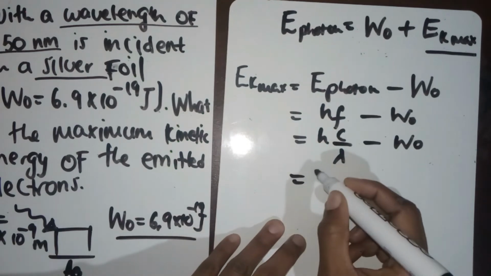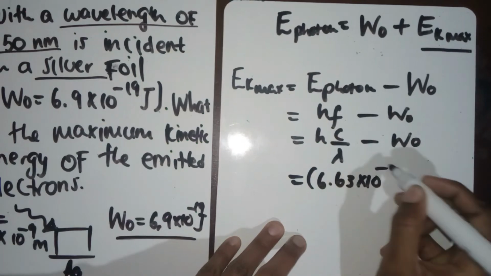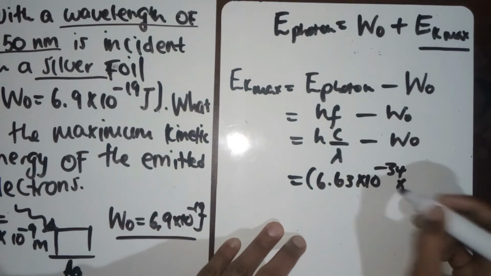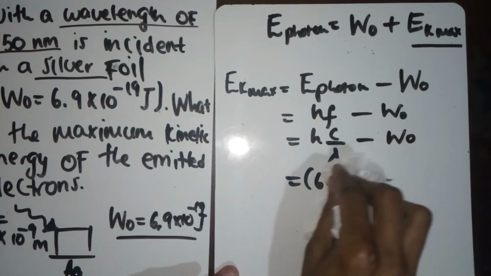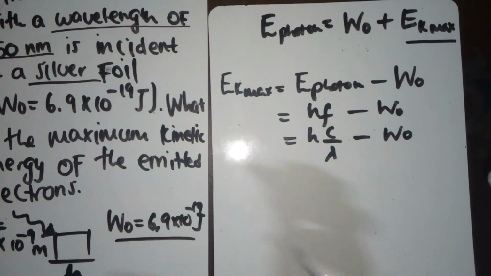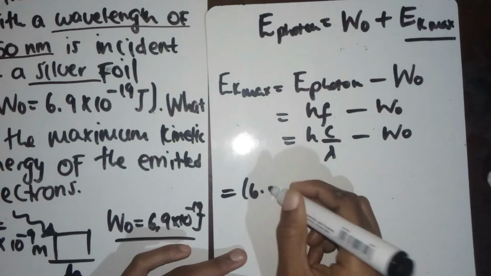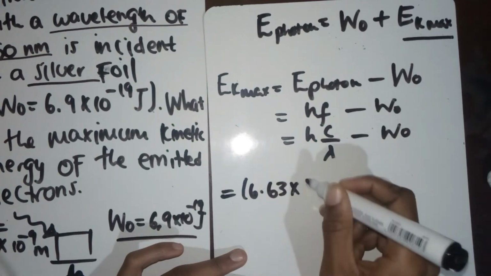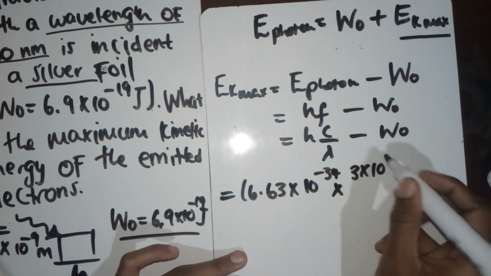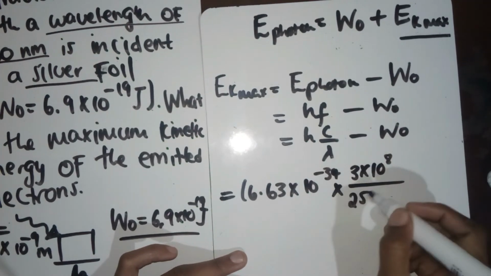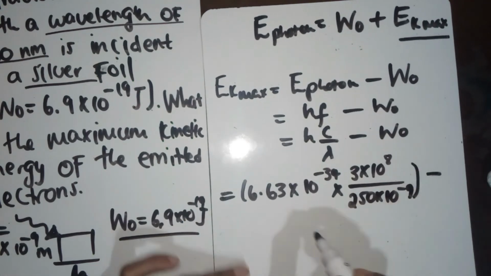So we have that h is Planck's constant, 6.63 multiplied by 10 to the power of minus 34. This is multiplied by 3. Okay, let me do this because I'm going to run out of space. So we just say that entire thing is equal to 6.63 multiplied by 10 to the power of minus 34 multiplied by 3 multiplied by 10 to the power of 8 divided by 250 multiplied by 10 to the power of minus 9. All of it minus the work function.